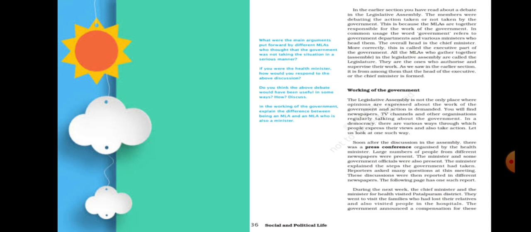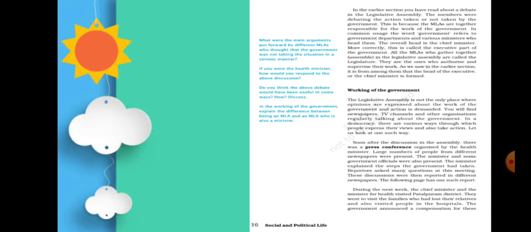The minister explained the steps the government had taken, and the reporters can ask many questions at this meeting. These discussions were then reported in different newspapers. And so friends, we have discussed the press conference, and after this press conference, the things said by the ministers are reported in various daily newspapers or through various communication media. Then these reach the public.